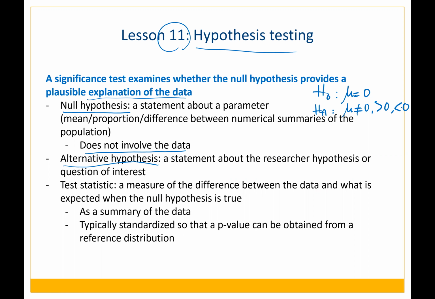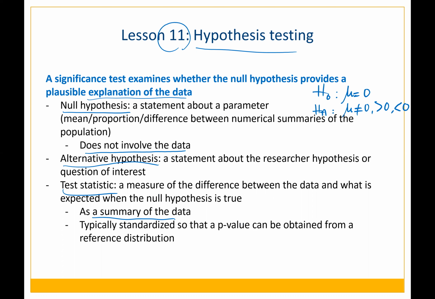level. So the test statistic is defined as a measure of the difference between the data and what is expected when the null hypothesis is true. Again, that is one of the indicators to see if a sample shows us that the population is matching our expectation or not. The test statistic is a summary of the data, but this allows us to make inference about the populations.